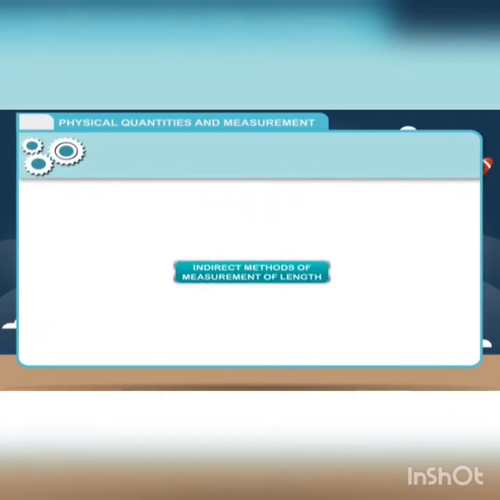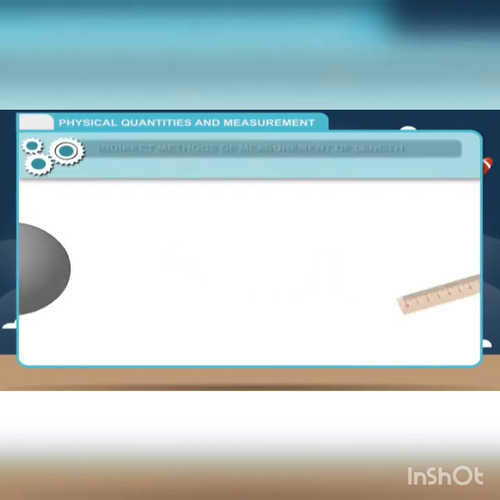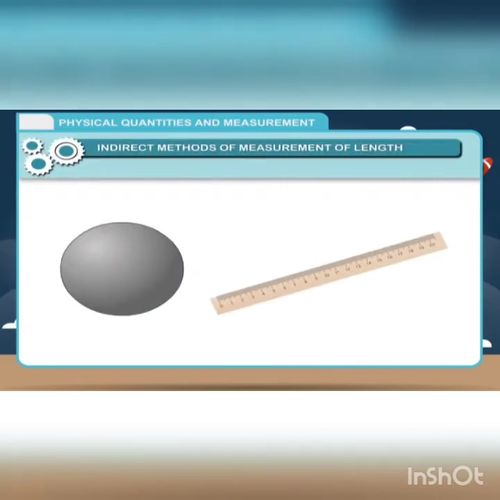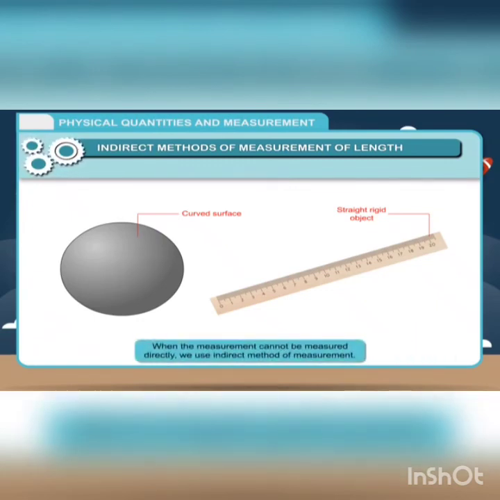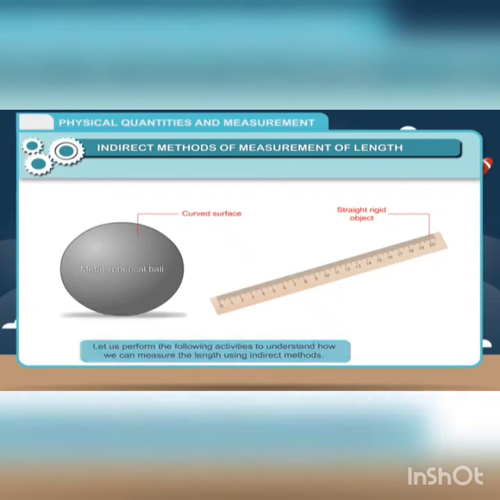Indirect methods of measurement of length. A ruler cannot be used to measure the circumference of a cylinder because the circumference is a curved surface and a ruler is a straight rigid object. Therefore, we cannot bend the ruler around a curved object. When the measurement cannot be made directly, we use an indirect method of measurement. For this, the measurement system has to be modified. Let us perform the following activities to understand how we can measure the length using indirect methods.